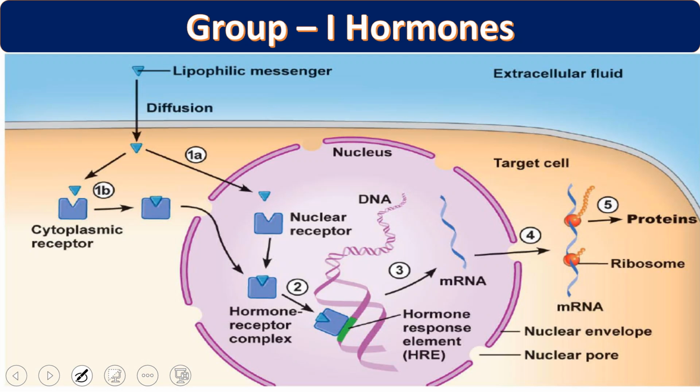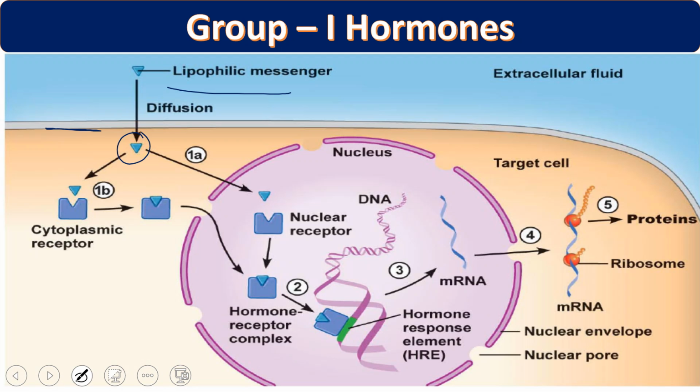So first, group 1 hormones. Group 1 hormones are lipophilic messengers, meaning they are lipid soluble hormones. Because our plasma membrane is composed of phospholipids, lipid soluble hormones can directly diffuse into the cells.